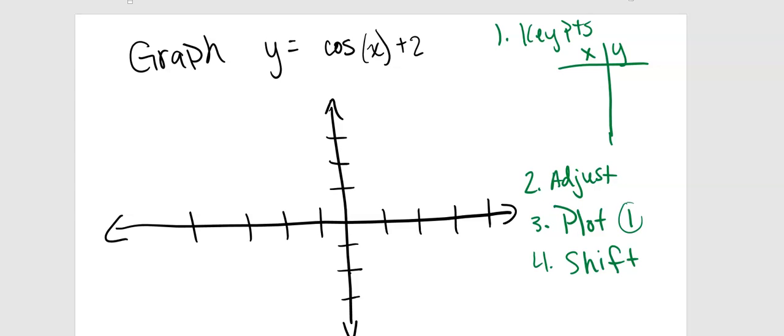Okay, first things first, figure out what your key points are. So we have a cosine function. We already know our x values. Those are very straightforward, okay? We've got 0, pi halves, pi, 3 pi halves, and 2 pi. Now, if you have a period adjustment, so if you have a b value right over here, then you will need to adjust your x values. But in this case, we don't. So we're going to use just those same x values. Okay, the y values might change.